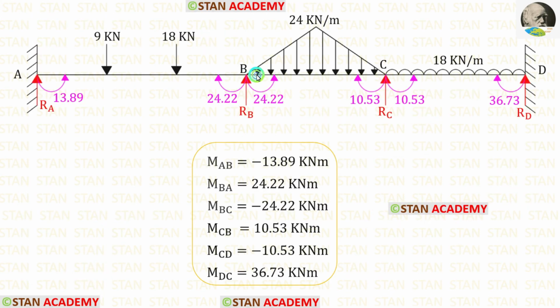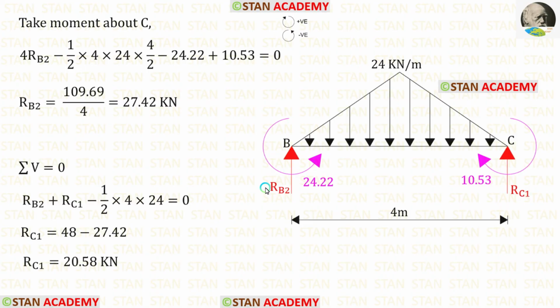Now, let us take the span BC and find the vertical reactions. In the span BC, we have two moments, MBC, which is acting in the anti-clockwise direction, and MCB, which is acting in the clockwise direction. In this span, first let us find RB2. For that, let us take moment about C. RB2 is acting in the clockwise direction, so that will be positive and the distance is 4. So for RB2, the uniformly varying load is acting in the anti-clockwise direction, so it will be negative.